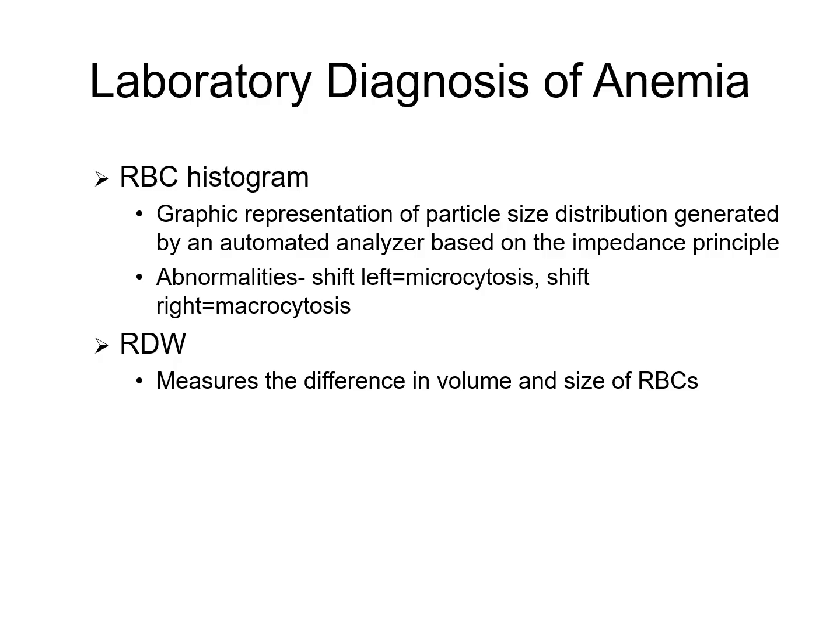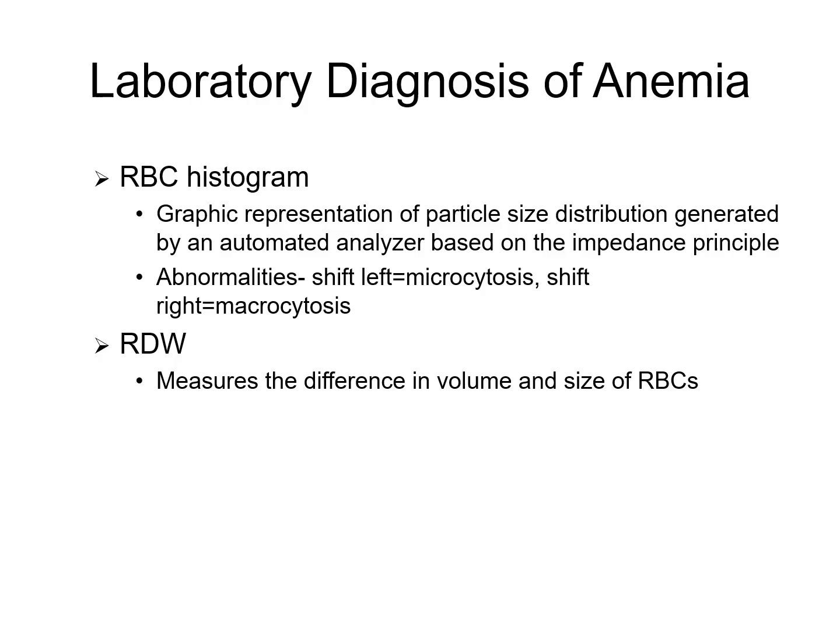So to interpret the red blood cell histogram, a shift to the left can indicate predominance of smaller red blood cells or microcytosis. And this is seen again in conditions like iron deficiency anemia and thalassemia. A shift to the right can indicate predominance of larger red blood cells or macrocytosis. This is seen in vitamin B12 or folate deficiency and other macrocytic anemias.